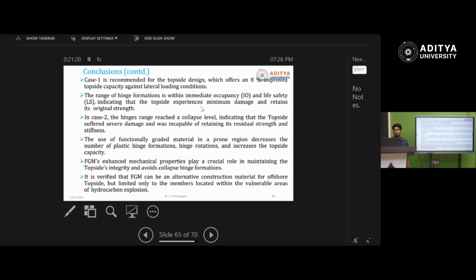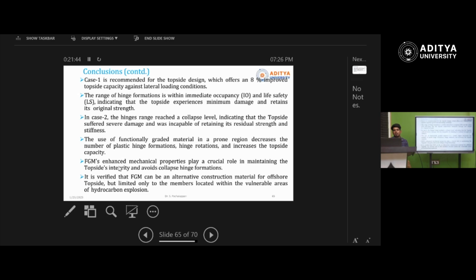And this is the conclusion derived from the pushover analysis. When we use the two materials, X52 steel and FGM combination, we don't have any collapse hinges. But when we use the X52 steel alone, there are collapse hinges also, which is not good for the integrity of the structure.